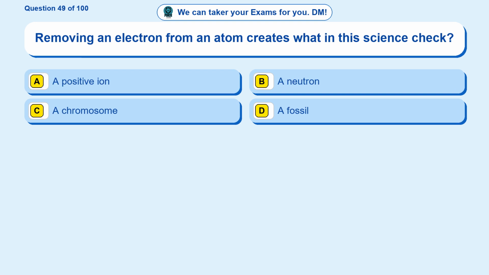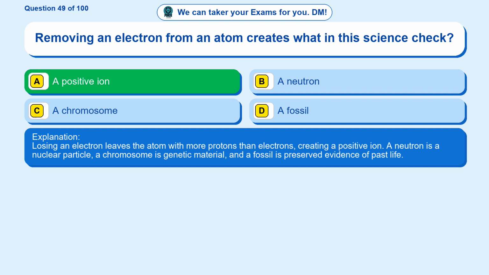Question 49. Removing an electron from an atom creates what in this science check? Option A. A positive ion. Option B. A neutron. Option C. A chromosome. Option D. A fossil. The correct answer is option A. A positive ion. Losing an electron leaves the atom with more protons than electrons, creating a positive ion. A neutron is a nuclear particle, a chromosome is genetic material, and a fossil is preserved evidence of past life.